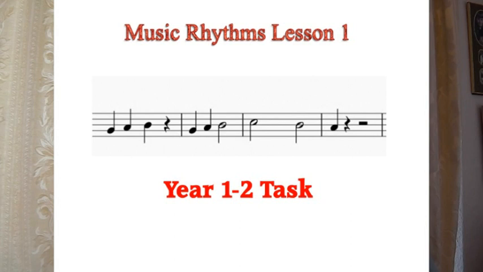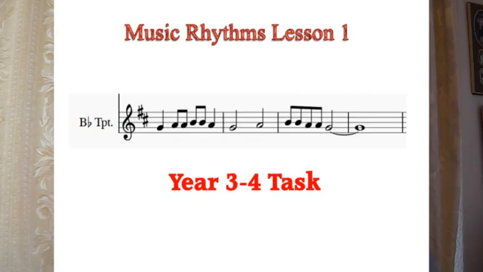Okay, year 3 and 4, your question comes up now, and I made yours a little bit more challenging. You've got some quavers mixed in with that there. You've also got some crotchets and minims again, and you've got a semi-breve at the end. Now there is a tie. That curved line underneath the last 2 notes is a tie. It links those 2 together.